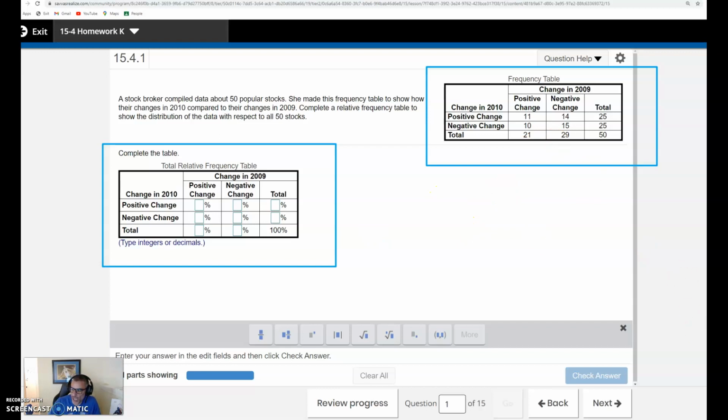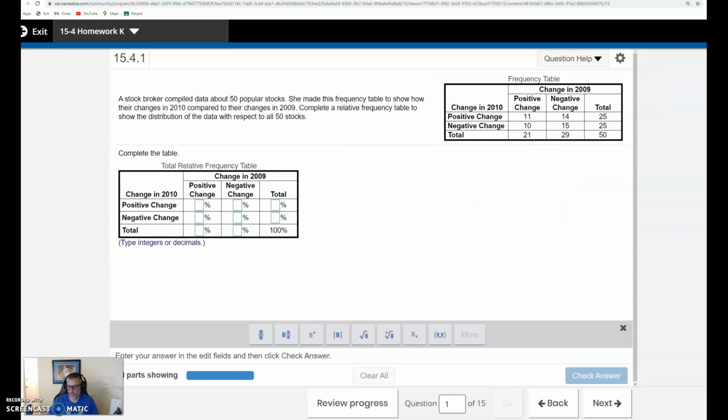So what we have to do is take the information that's in the frequency table, convert it to percentages, and then once they're in percentages, we fill out the relative frequency table. So instead of the actual numbers, we're looking at percents. So let's give it a shot. A stockbroker compiled data about 50 popular stocks. That's our total. You can see that number right here. She made this frequency table to show how their changes in 2010 compared to their changes in 2009.